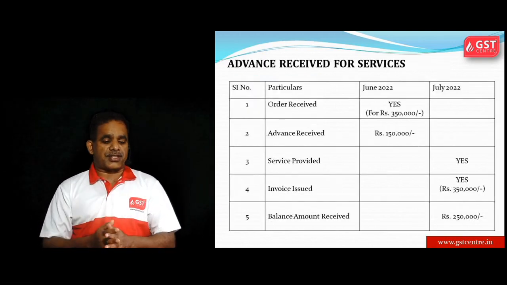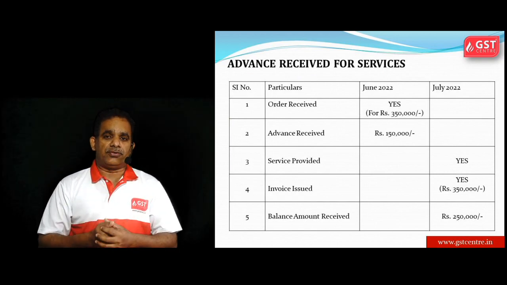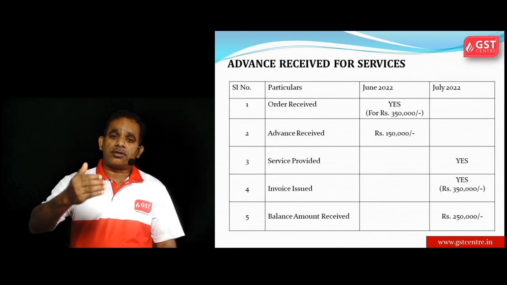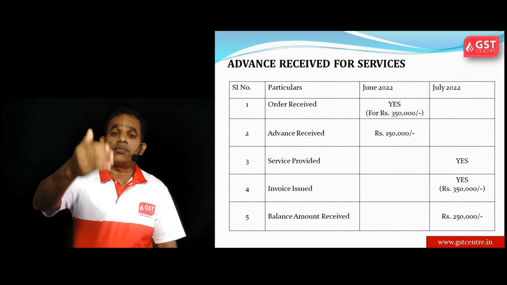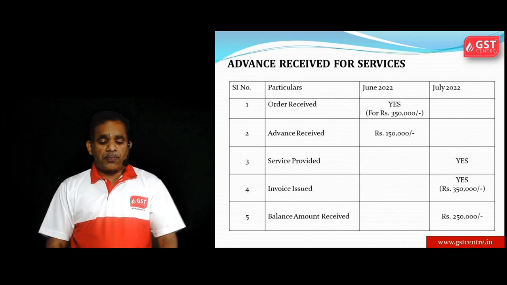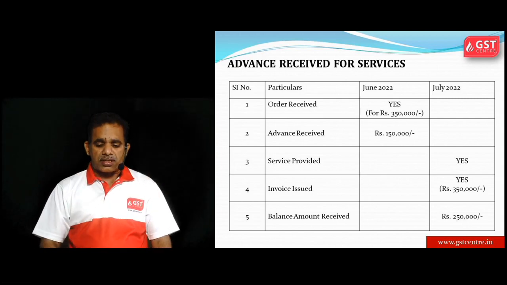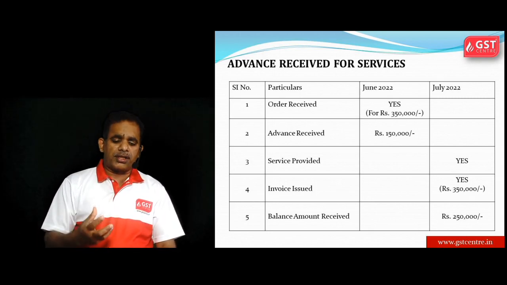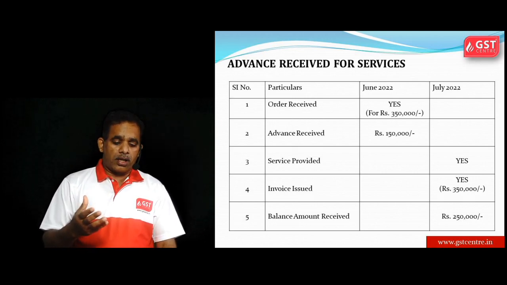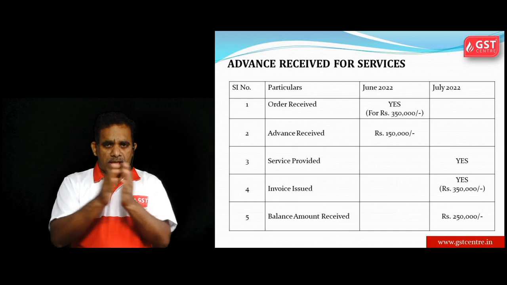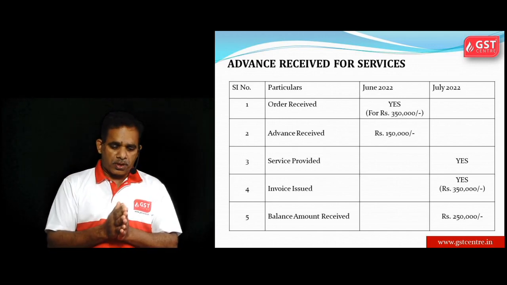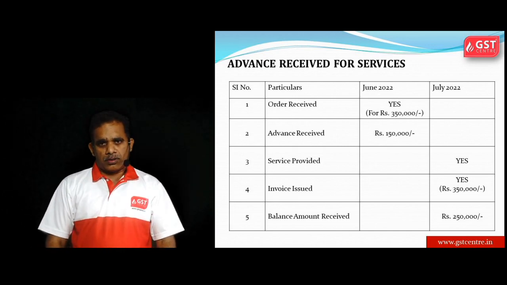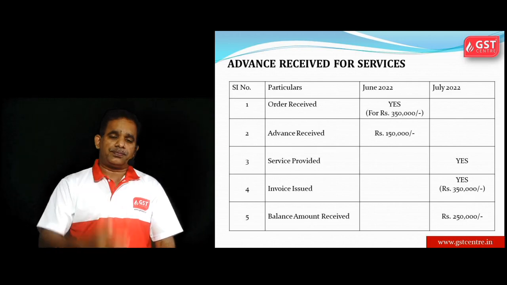So before going to the next section, that is advance received, you need to understand a concept, how to pay the tax on advance received against services to be provided. Suppose you are going to provide a service in July 2022. You have got an order in June 2022. And the contract value, the invoice value is 3,50,000. But you got an advance of 1,50,000 in June. You are going to provide the service only in July.